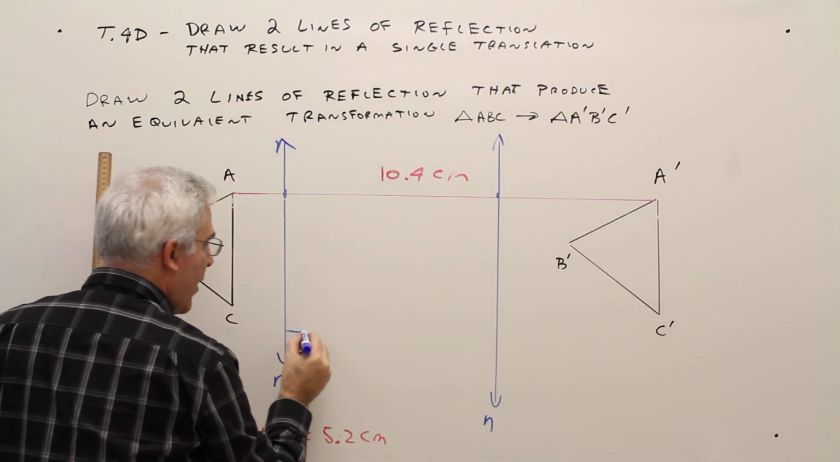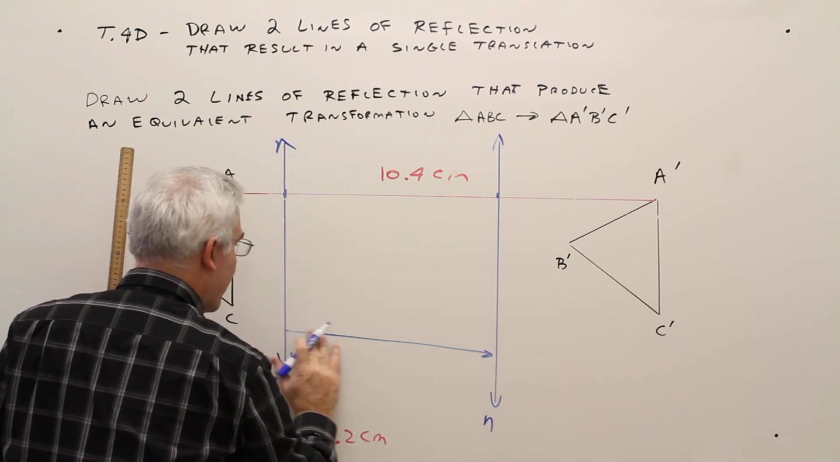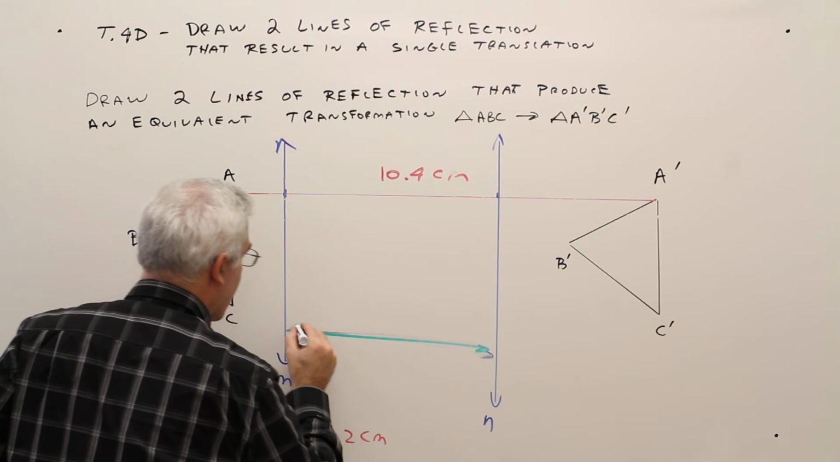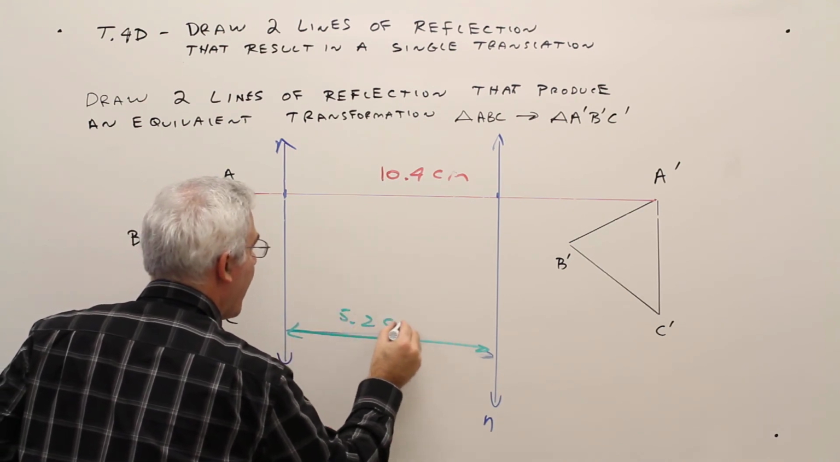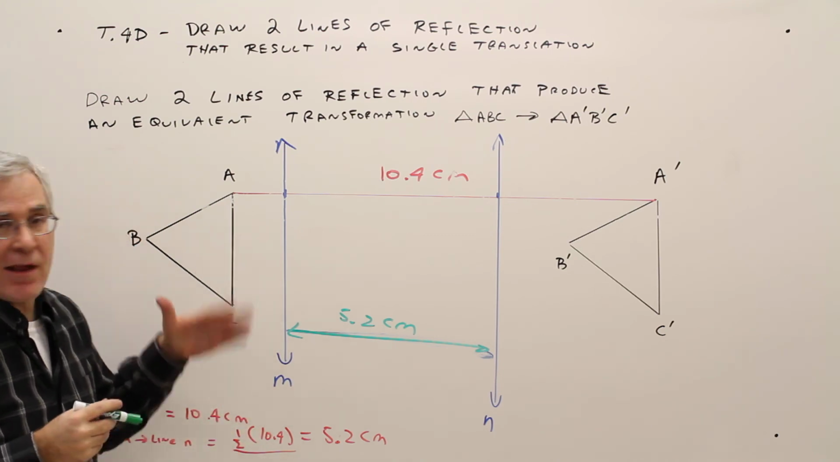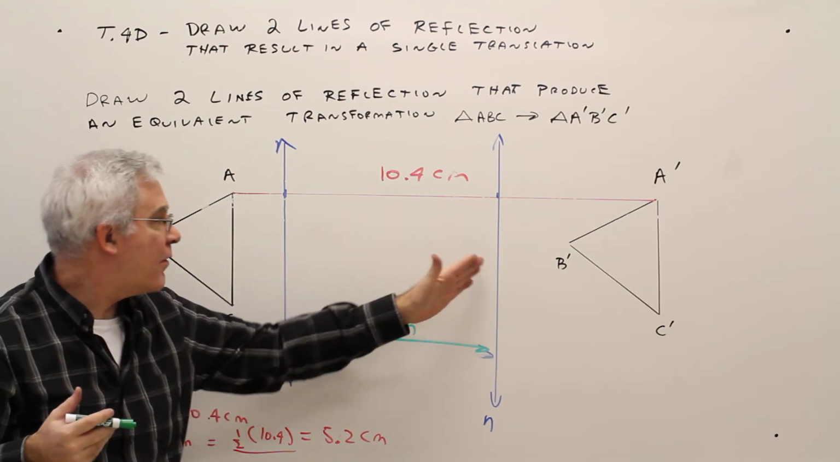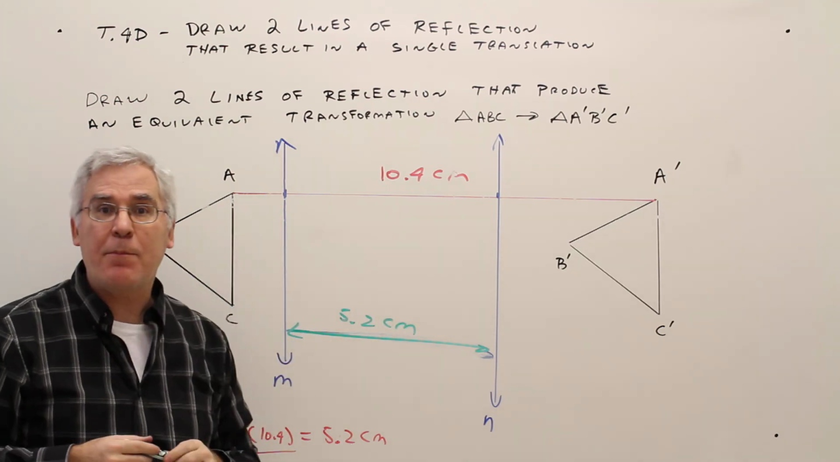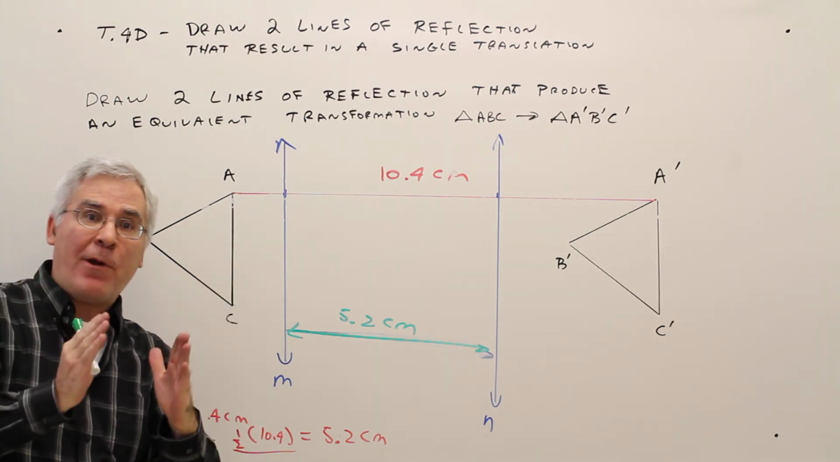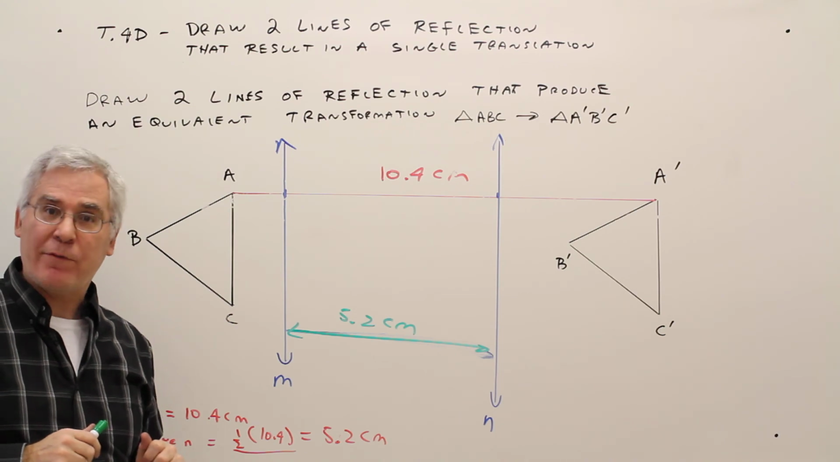And then just to emphasize, I'll do it in a different color even, just to emphasize, that distance was 5.2 centimeters. Okay, so when I'm grading, I'm going to be looking for two things, your distance and your being perpendicular. So there you have it, how to go backwards and find the parallel lines to produce an equivalent translation.